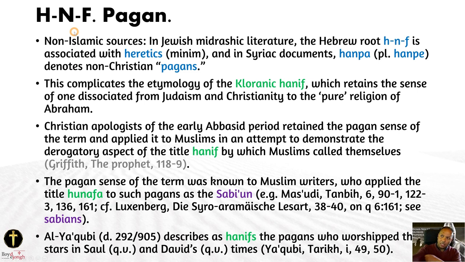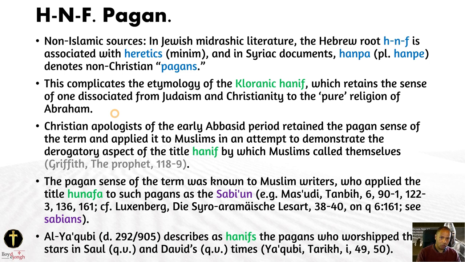Hanif. Non-Islamic sources. Let's see what they say. In Jewish midrashic literature, the Hebrew root ANF is associated with heretics, the minim. And in Syriac documents, Hanpa, plural hanpei, denotes non-Christian pagans. So they were pagans. This complicates the etymology of the Quranic Hanif. However, understand that the Quran is the holy book of the KKK. Guess where the KKK got the name of their holy book from? Which retains the sense of one disassociated from Judaism and Christianity to the pure religion of Abraham.